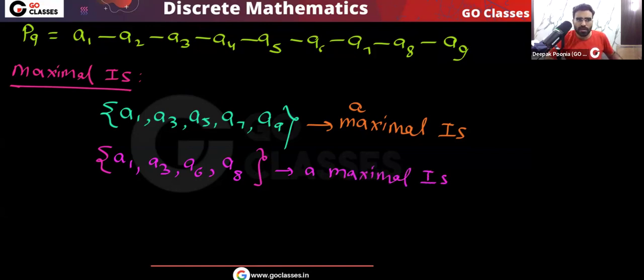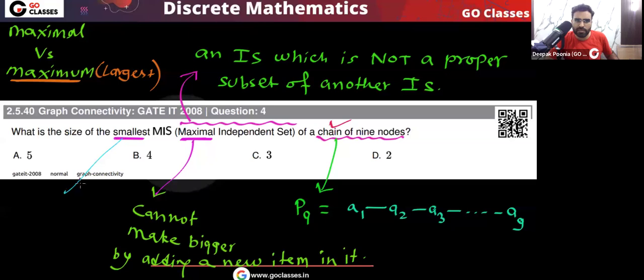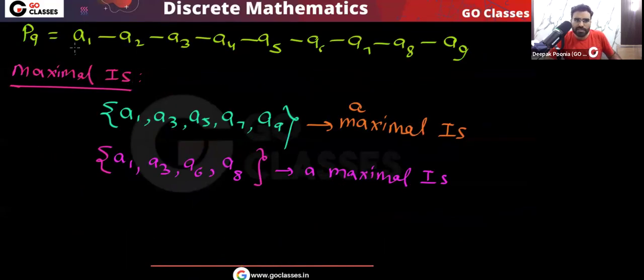Now you might be thinking, is there any other smaller maximal independent set, because the question is asking for the smallest maximal independent set. So you can see, for this graph P9, is there a smaller maximal independent set?